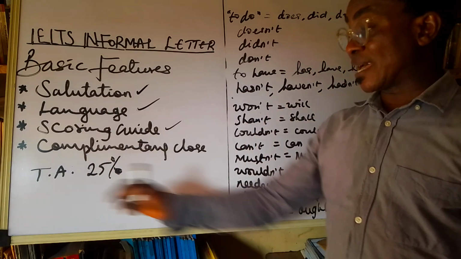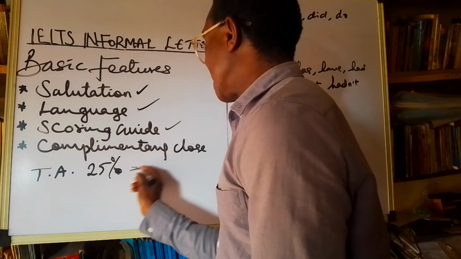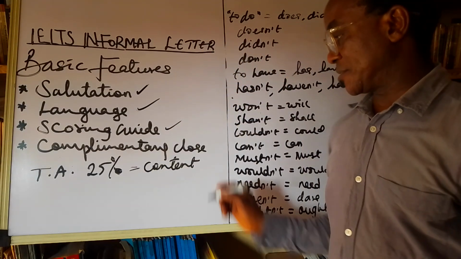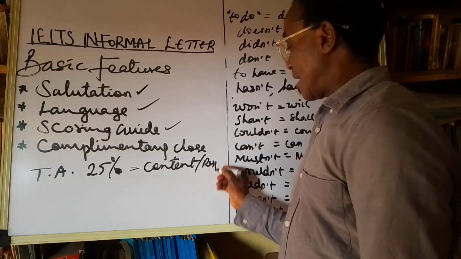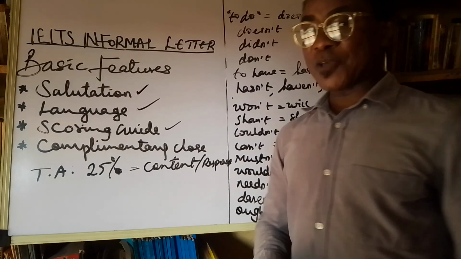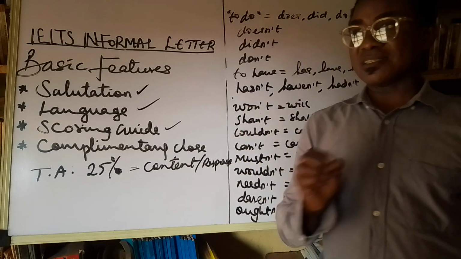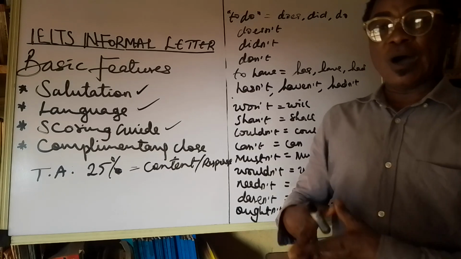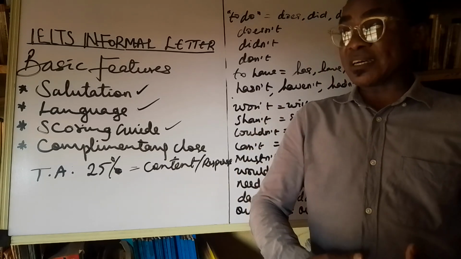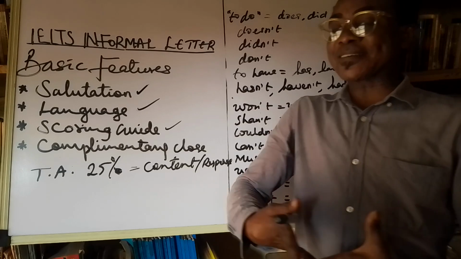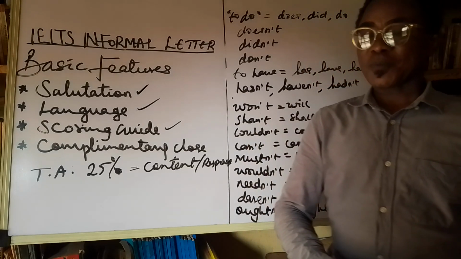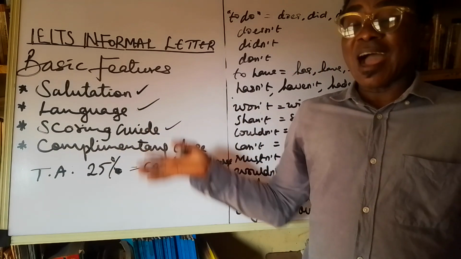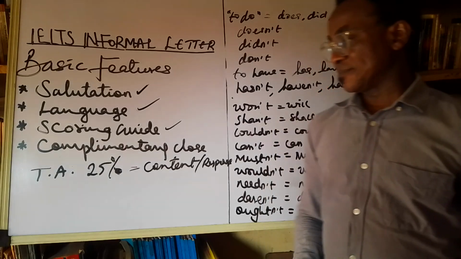Task achievement is the same as content or response. In other words, are you able to do justice to the topic? Are you able to focus on the issue the question asks you to discuss? Or do you derail? Do you deviate from what you're to talk about and begin to say things that you think are relevant but which are actually irrelevant? 25%.